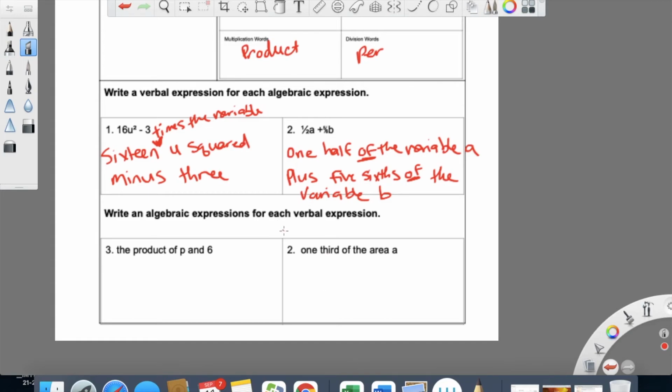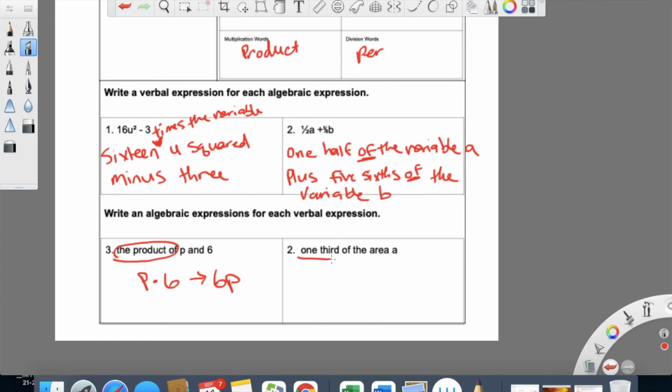All right, so we've written those two out there. The next one says write an algebraic expression for each verbal expression. So they're giving it to us verbally, meaning they're giving us the words, and we need to write the algebraic. We need to write it out in numbers. So the product of, this is a key word. Product means multiply. So if I know that, it makes it very easy for me to go, okay, the product of, I'm multiplying the next things that come into the sentence. So p and 6. So the product of p and 6 is p times 6, or the correct way to write that would be 6p. You just smush them together like that.